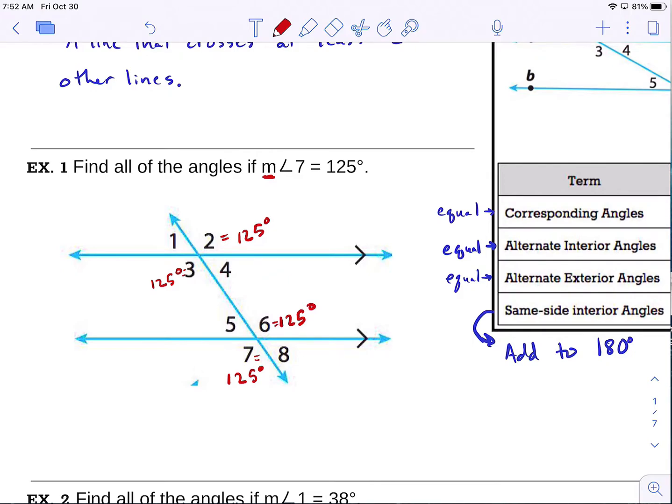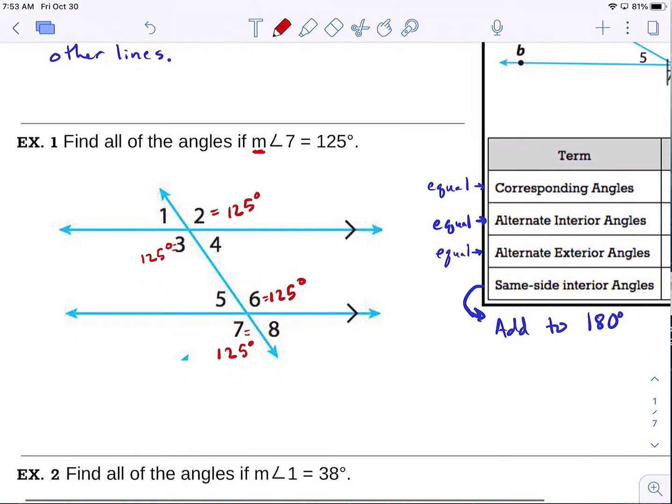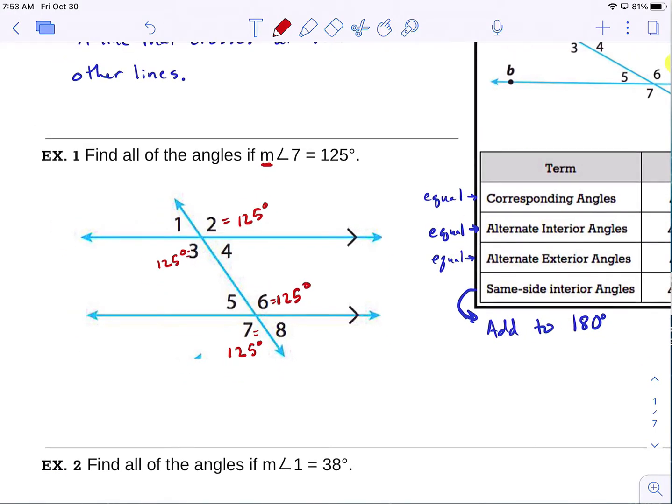Okay, let's go to the last one. Same side interior angle. So now we're back here on the inside, right? If we look at that, same side interior. So let's just do angles 3 and 5. I know that angle 3 plus angle 5 has to add to 180, right?